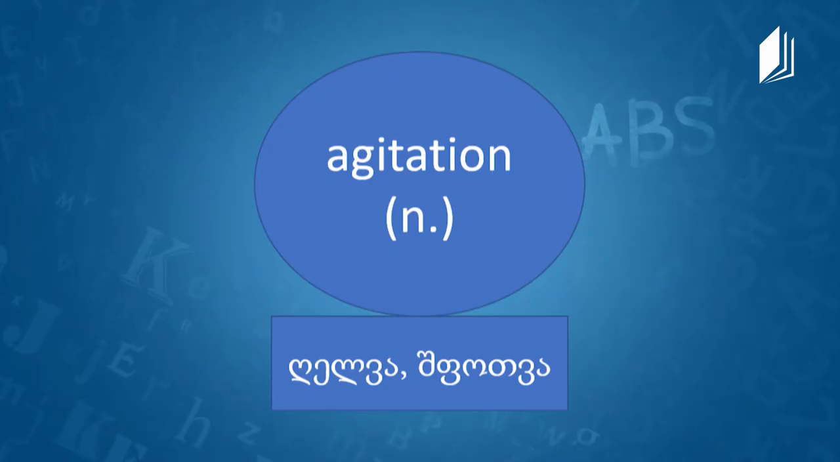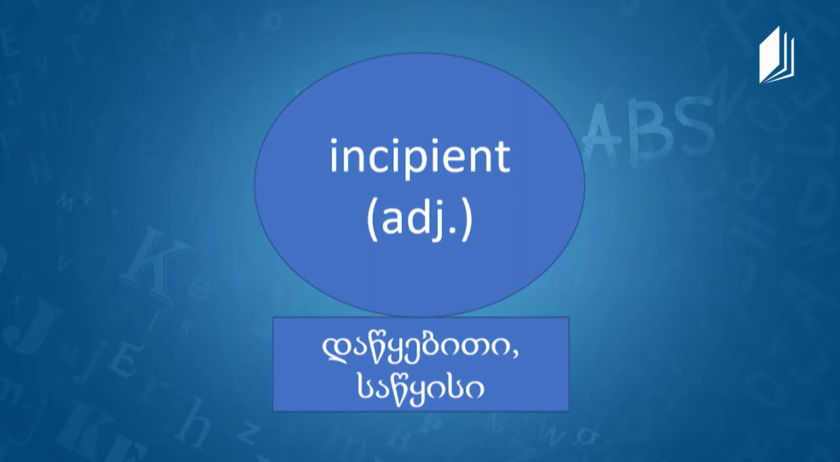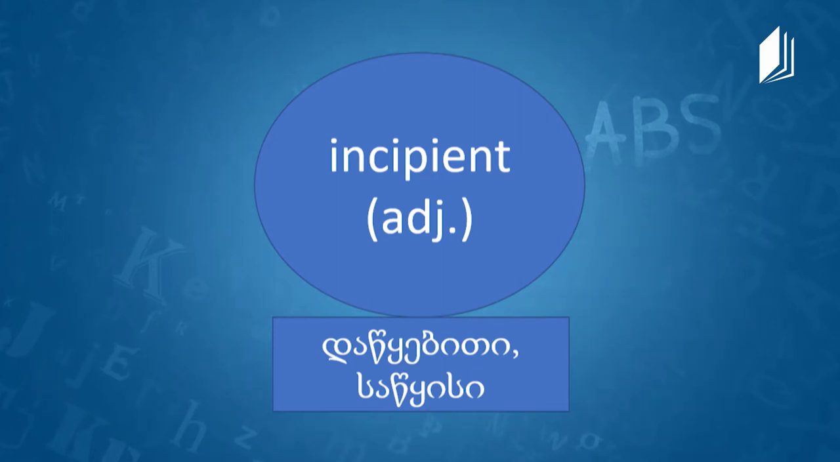Our next noun is agitation. Agitation. This is a feeling of psychological or even physical restlessness, often followed with activity like wringing your hands or, you know, doing some activity. And our last word of today is incipient. Incipient, it's an adjective. This is when something is beginning to exist or appear. Something's at its initial stage. Well, now, we should move on to the author part.